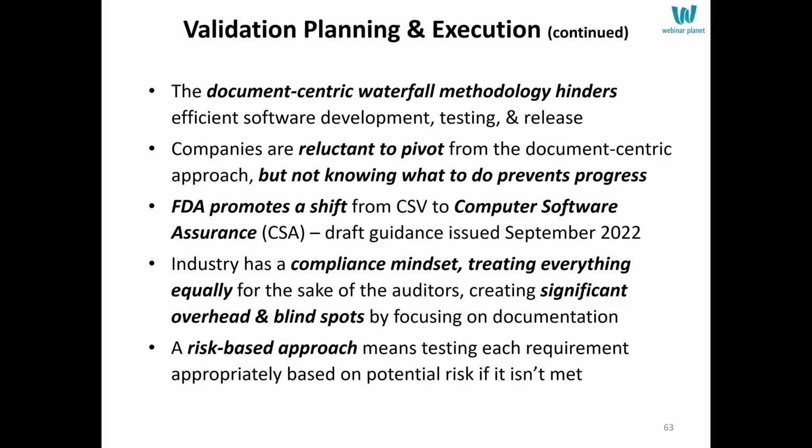So companies are reluctant to pivot because they don't understand how Agile fits in. They try to take the document-centric waterfall approach and kind of shove that methodology into Agile, which doesn't work. Those deliverables don't fit into the Agile framework. But companies are still reluctant.